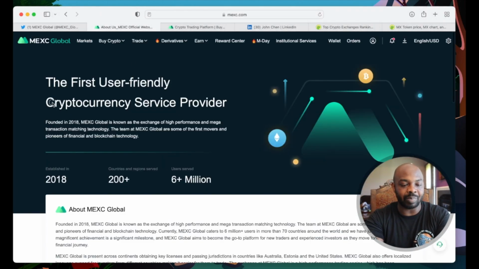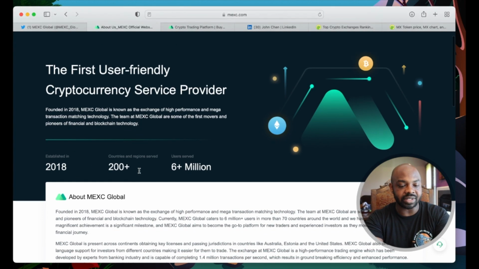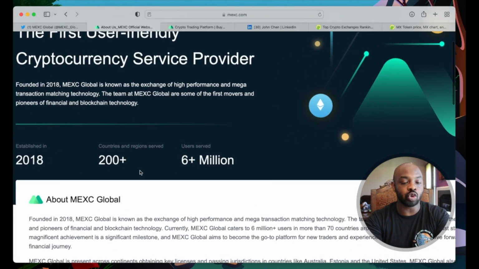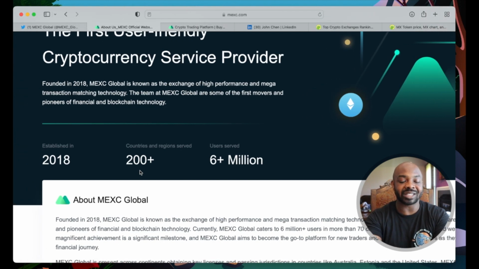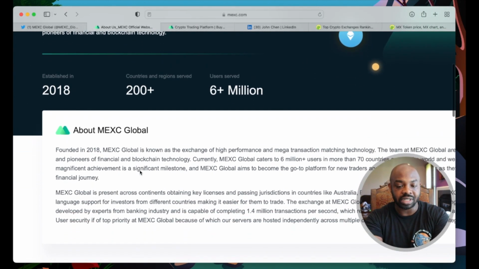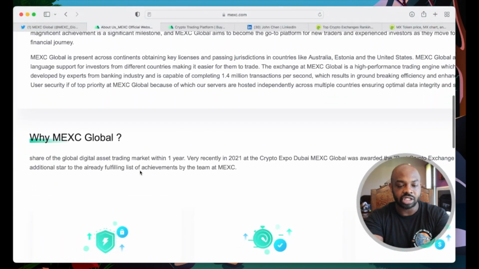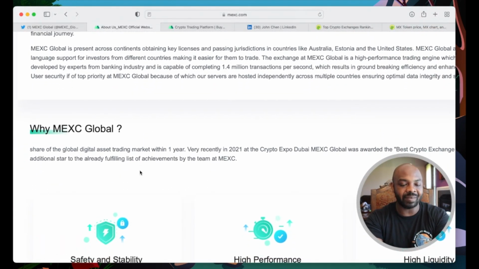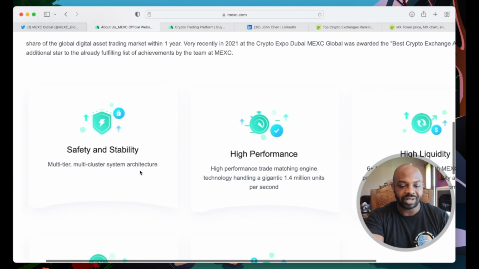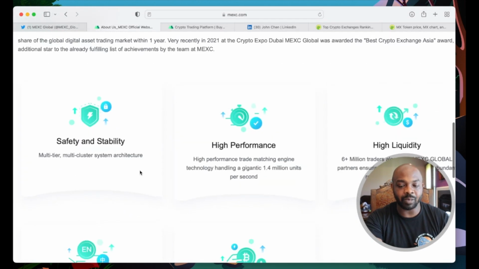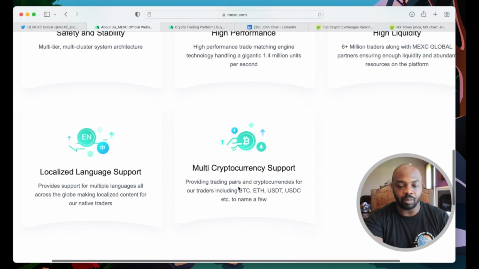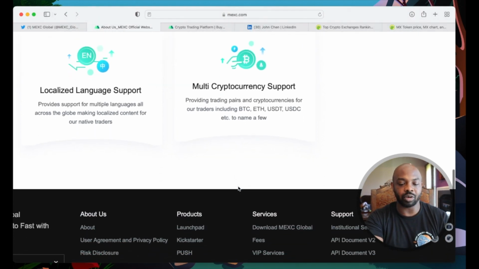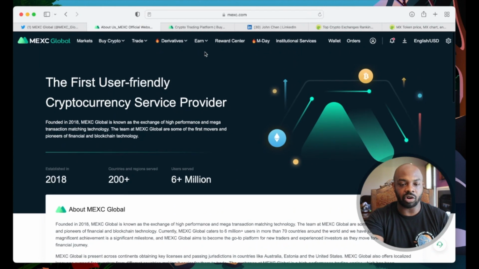Let's look at the about. So they got established in 2018. They're in over 200 plus countries and have over 6+ million users. That is a great thing to know. People want to know, why Mexc Global? The safety, the stability, the high performance, the high liquidity, localized language support, multi-cryptocurrency support. They said we have it all here.